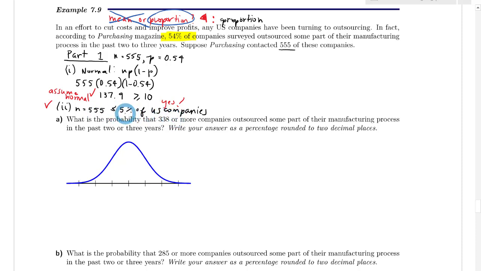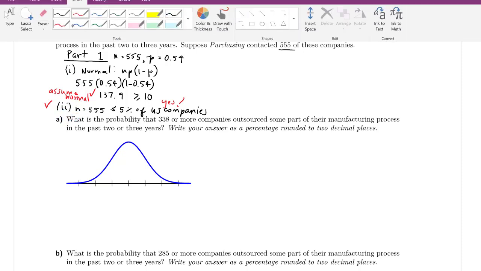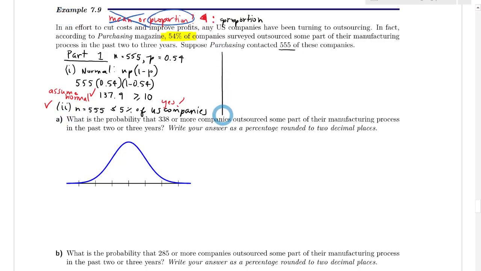I don't write it as 0.05n. I don't think it's clear. I think I want you to think about it in terms of 5% of the population. And what is that population? US companies. So get used to writing it like this, like 5% of the population, because I think it'll be easier to think about in real life situations and be able to make that determination. This part 2 and part 1 should be somewhat intuitive. Okay, so both of these are satisfied, right? So now we can go to the distribution, which is part 2.